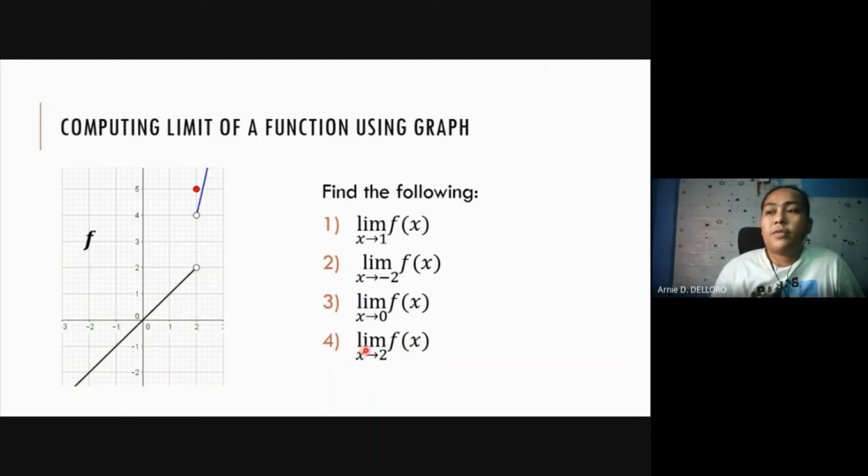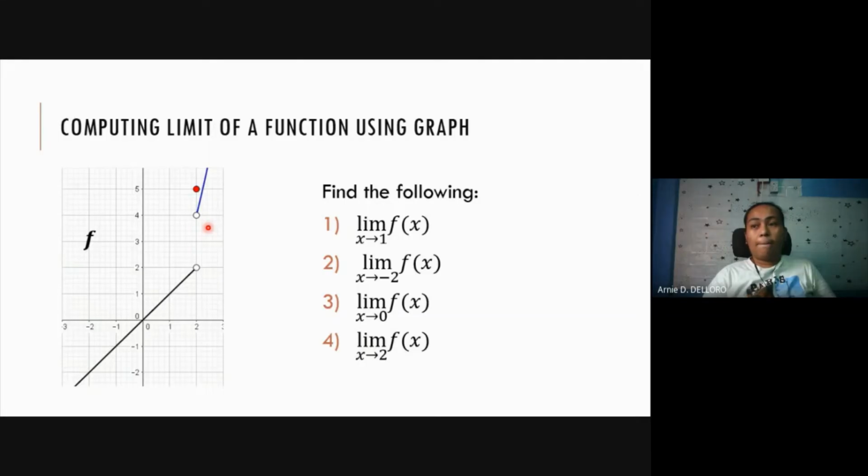Now, let's determine the limit of the function as x approaches 2 from the right. Okay? Ito yung graph galing sa right, yung nasa taas yung color blue. So, the limit of the function as x approaches 2 from the right is equal to 4. Okay, that is from the right. So, ibig sabihin, yung limit from the left is equal to positive 2, yung limit from the right is equal to 4. Are these equal?